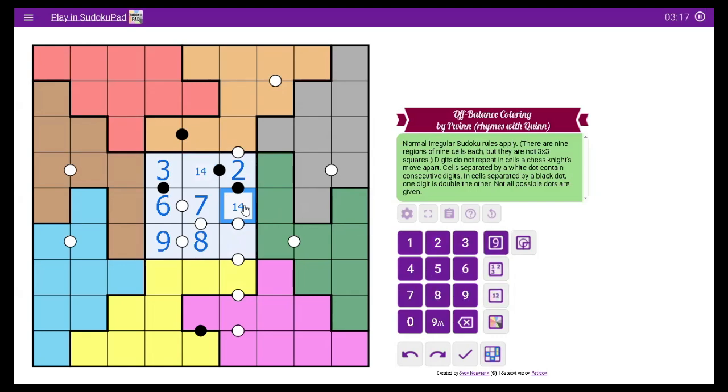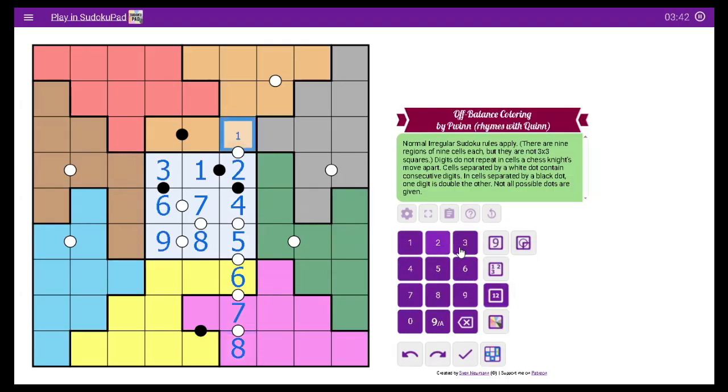Now this can't be a 1 because that would put a 2 here to be consecutive, which would mess this up. So this is the only way it can go around. This has to be a 5, and look at that. Look how nice that is. That completes the central box. So we're consecutive with the 5, with the 6, with the 7.